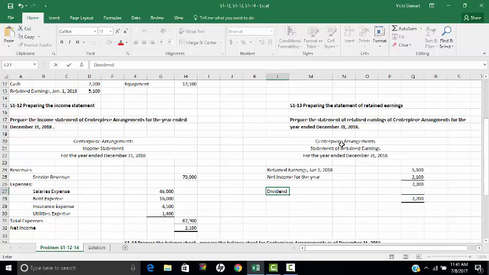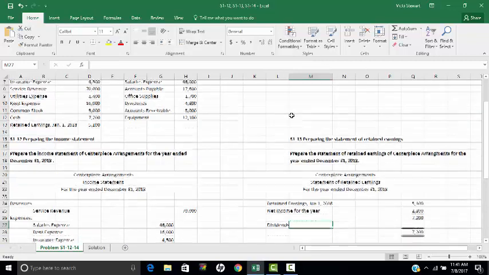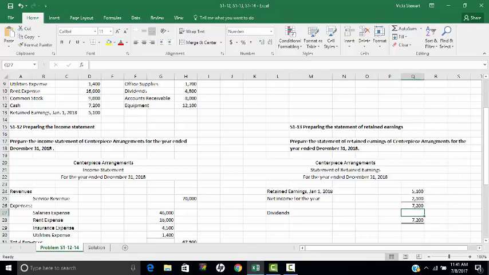Now, again, what did we say? We subtract dividends. So the problem did have dividends listed of 4,800. So when we put dividends in, we want to do that with a negative because those are going to be amounts we have returned to our shareholders. So those are going to reduce our retained earnings. So now we have completed this statement.